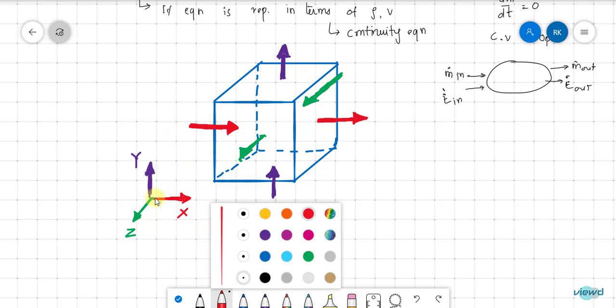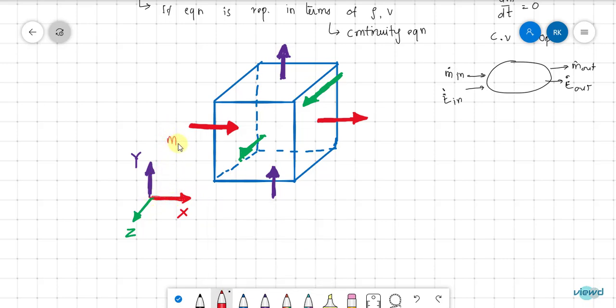So let me take a control volume, and the mass that is entering in the x direction. So this is the x direction. Let me say that the mass entering is m dot x, and that leaving is m dot x plus dx. What is dx? dx is the length of the element in the x direction, and in the y direction, this upward direction is the y direction, we have m dot y entering and m dot y plus dy leaving. This is dy.